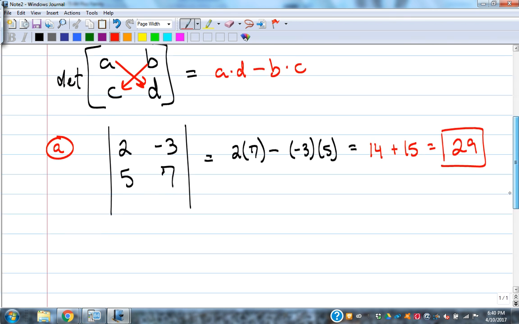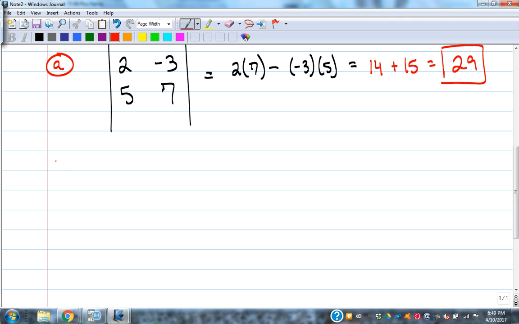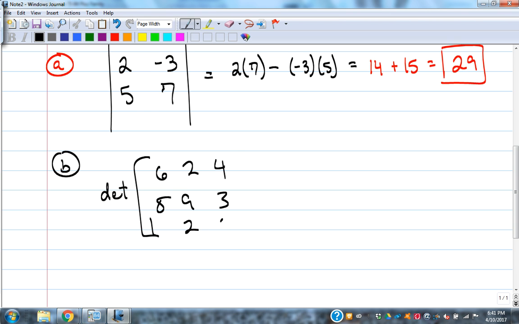For a 3 by 3 matrix. Let's say we were asked to find the determinant of 6, 2, 4, 8, 9, 3, 1, 2, 0.